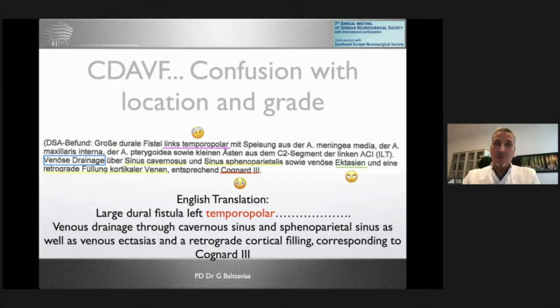Even more confusion, the so-called temporopolar location. This rough, unspecific, and vague description is the rule in many reports. You see it often. Of course, it is convenient because you avoid precision. The pole of the temporal lobe cannot be the location of any dural fistula. Why? Simply because it is not a dural location. Otherwise, regarding the report, even if you don't see the images, you can say that a fistula draining into the cavernous sinus and the sphenoparietal sinus cannot be Cognard 3.